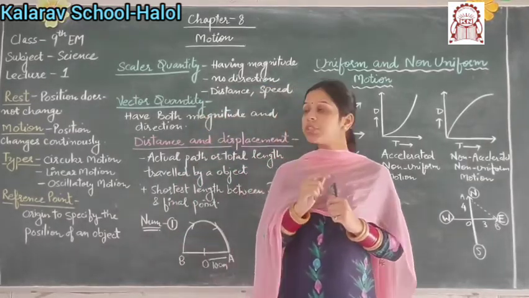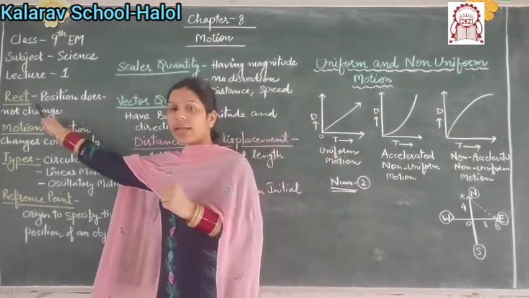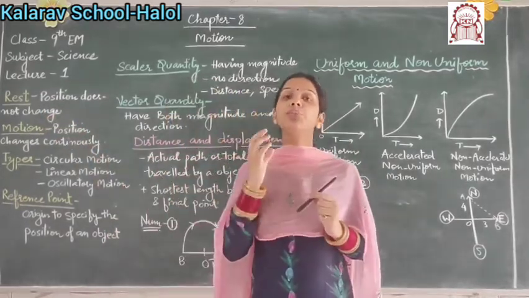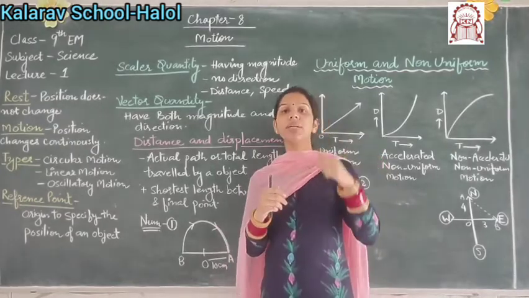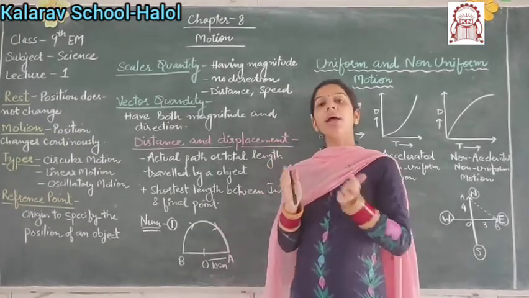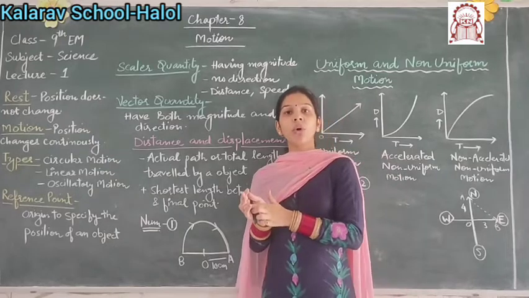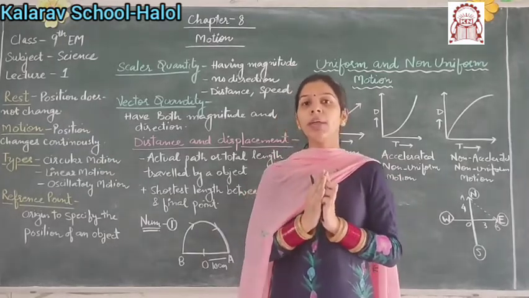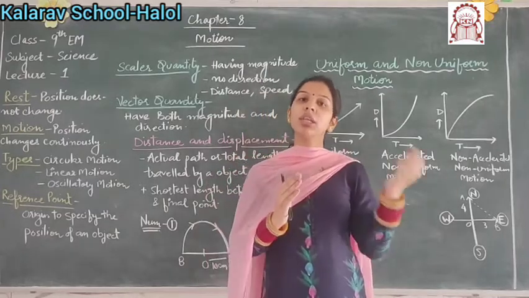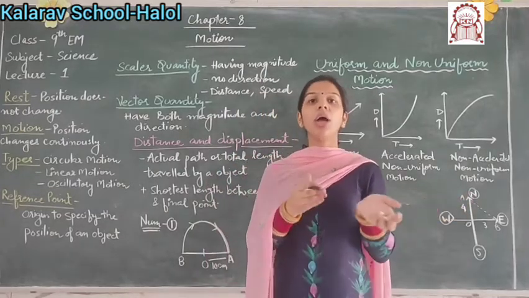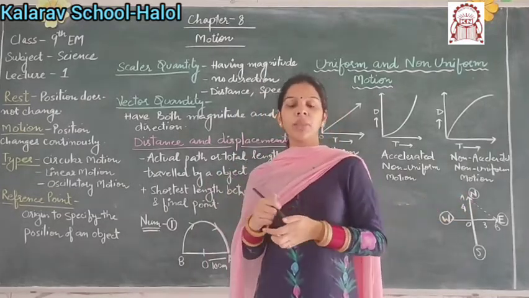An object is said to be at rest if its position does not change with respect to its surrounding or a reference point. So, an object is said to be at rest if its position doesn't change with respect to surrounding or with respect to time.